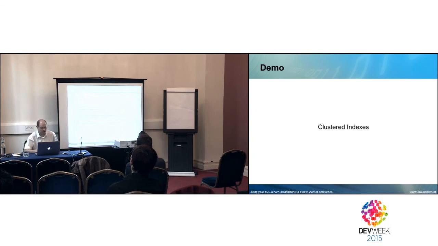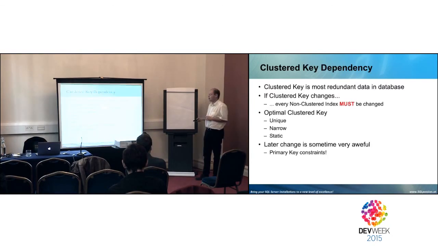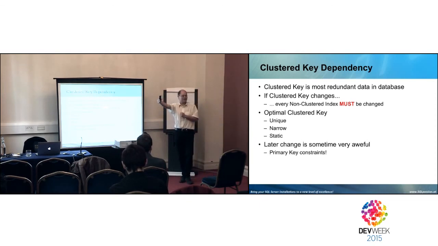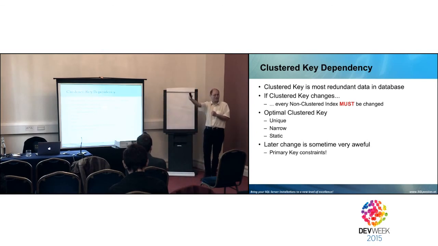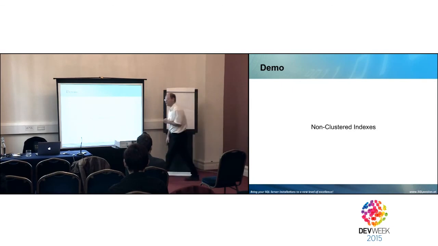For example, a clustered key column which is unique, which is narrow, very small, like an int identity column, and which is also static, meaning it should not change, because when your clustered key column changes, you also have to update your non-clustered indexes, because the non-clustered index has the clustered key column as a logical pointer. Okay? Let's have a look at that.